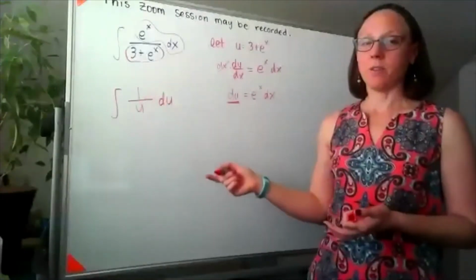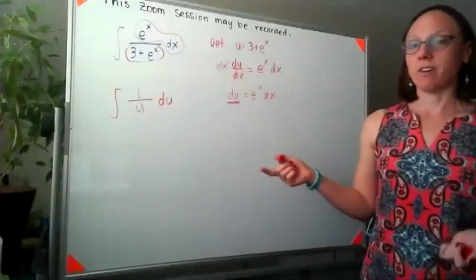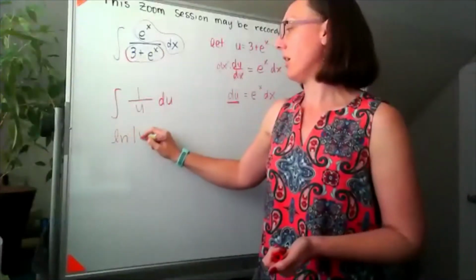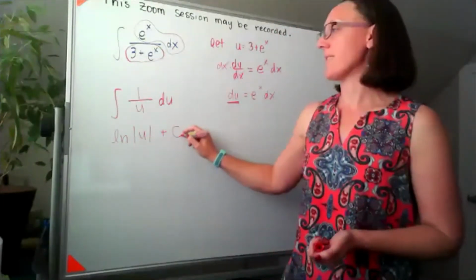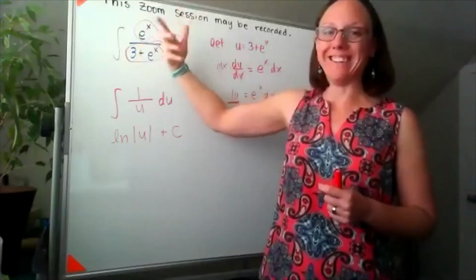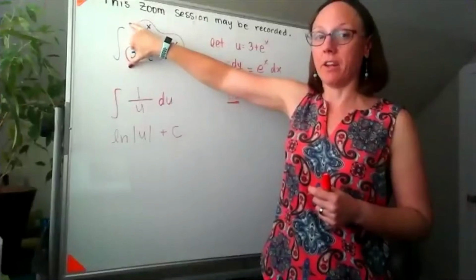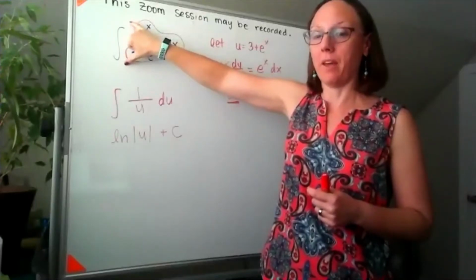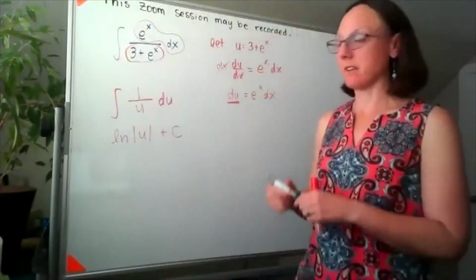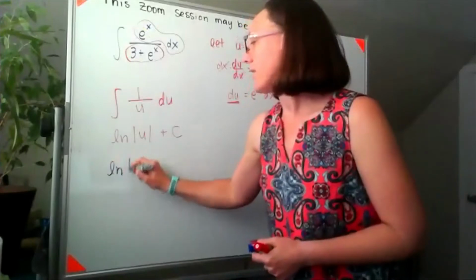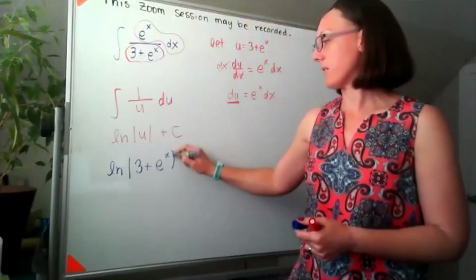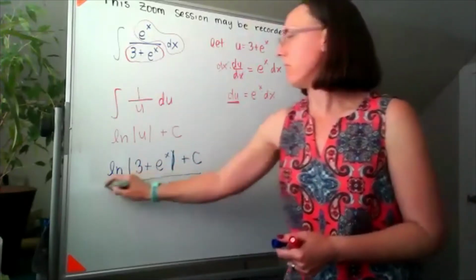Once I've got this down to something I can deal with, I'm looking for whose derivative is equal to 1 over u. And that derivative is going to be natural log absolute value of u plus a constant. Now I'm going to check, was it a definite integral or an indefinite integral? It's an indefinite integral because I do not have bounds on my limits for integration, which means I have to give my answer in terms of x. So I'm going to have ln absolute value 3 plus e to the x plus c.